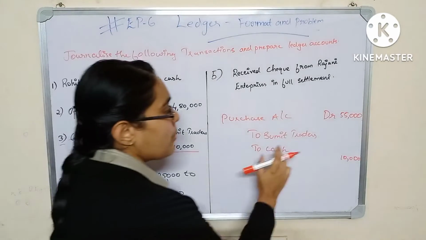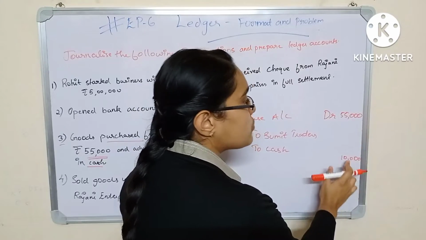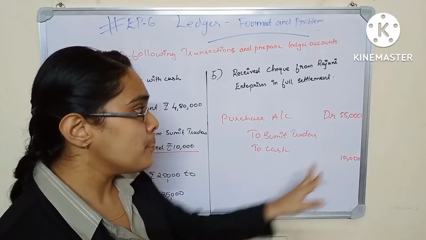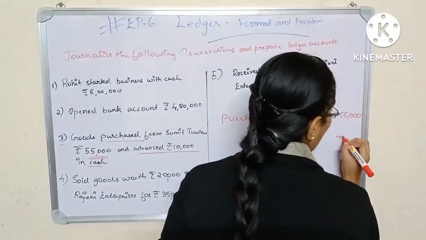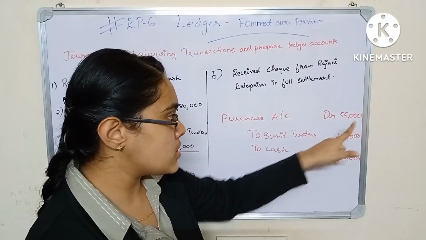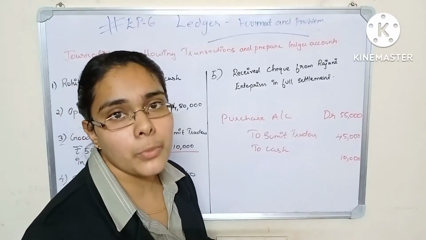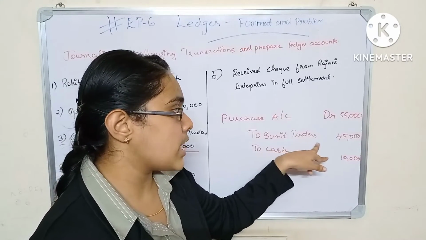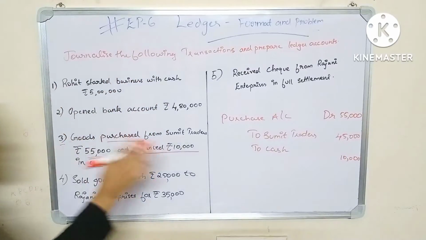Now, how will you find the amount payable to Sumit Traders? You just need to minus 10,000 from 55,000. That will be your debt amount. You only need to pay 55,000 minus 10,000, 45,000 rupees to Sumit Traders. Alright, you made an actual purchase of 55,000 and you paid cash to them as an advance, 10,000, and what is the amount remaining to be paid? 45,000. So you will credit this Sumit Traders account by the amount 45,000. I hope that is clear to you. So that is the third journal entry.